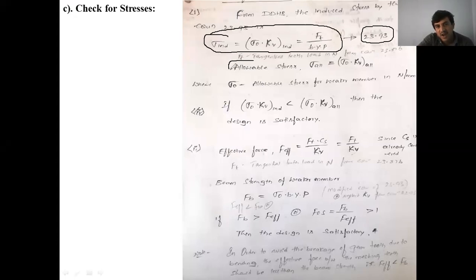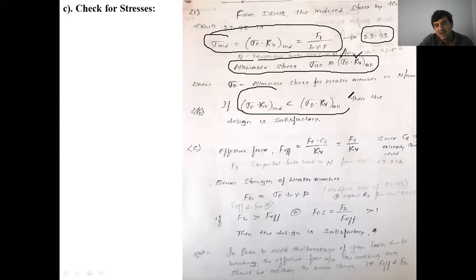Next, we calculate the allowable stress. Sigma allowable is equal to sigma naught into kV allowable. Sigma naught, you know, is the allowable static stress per weaker member, and kV we already calculated in the previous calculation. Substitute. What is the design condition here? The induced stress should be less than the allowable stress, then we can say the design is satisfactory. Now the design is safe. Right, this is one way we check.